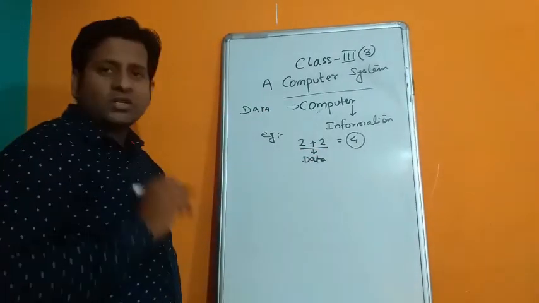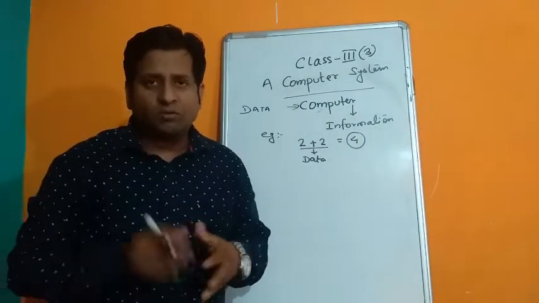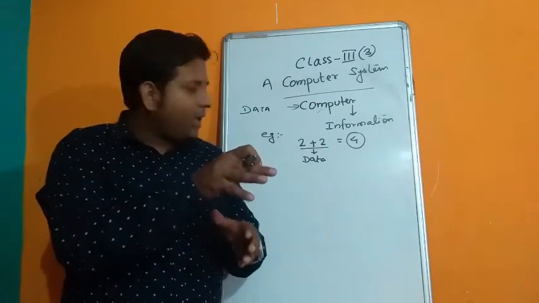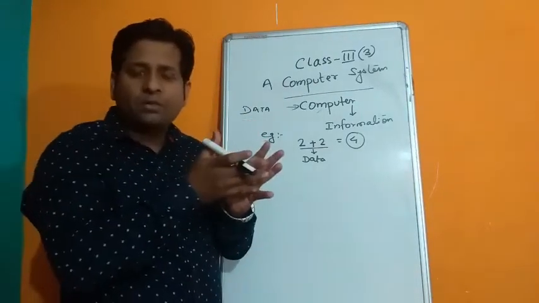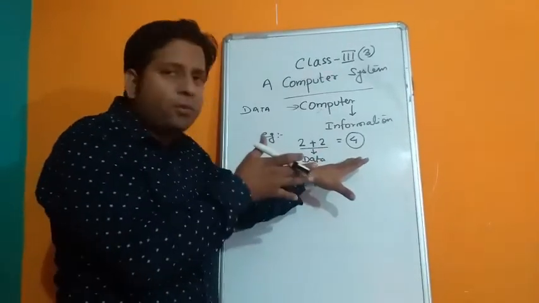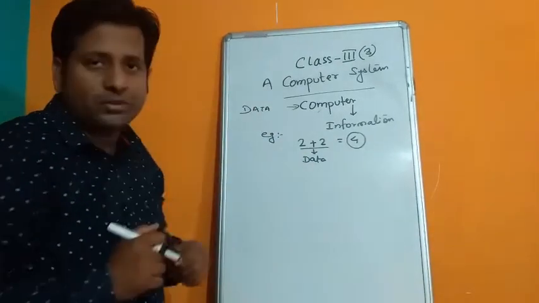So is this clear? What is data and what is information? Data are raw facts and figures which we put inside the computer, which we send inside the computer. And computer processes it. After processing, whatever we get, that is information, a meaningful result. Okay, so this is the work of computer.